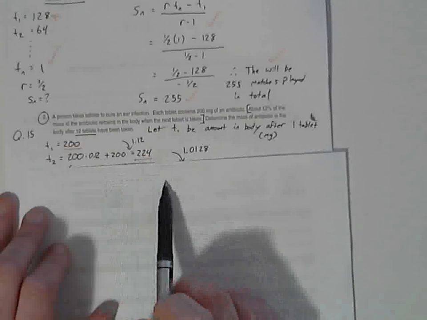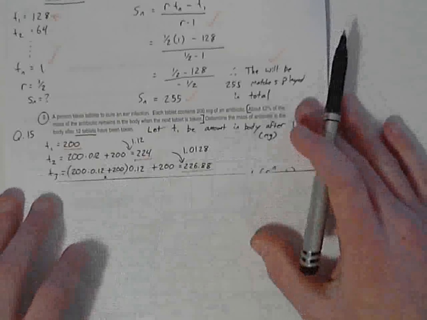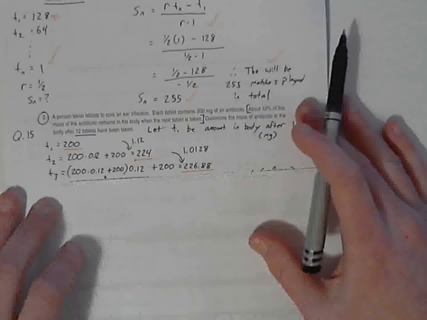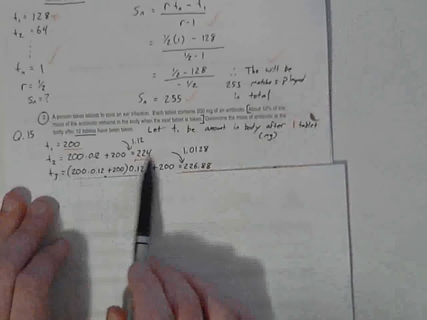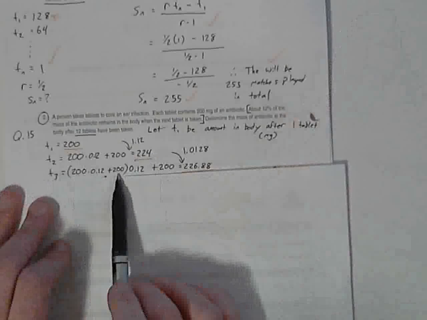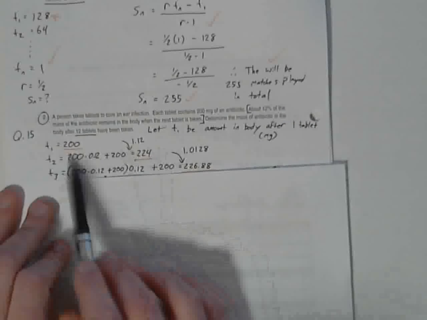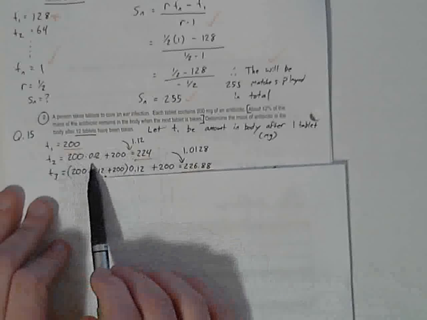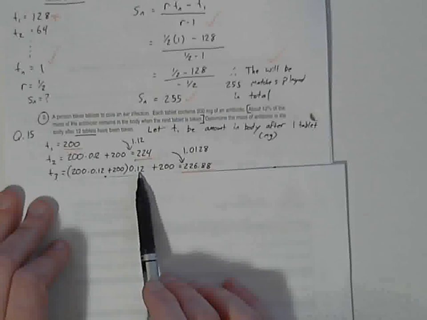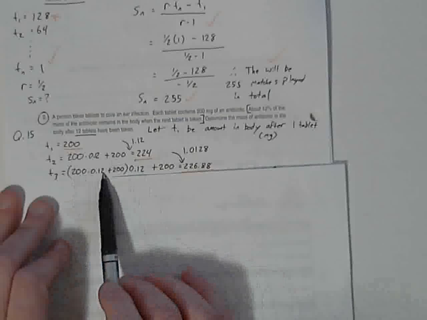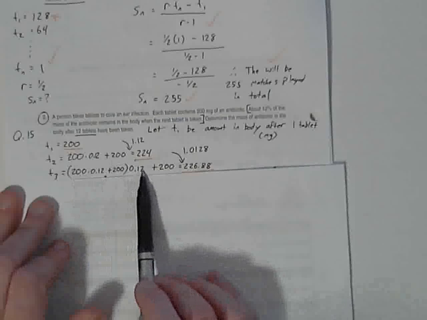So at time 3, instead of 224, I wrote out the long version of 224. So 224 is all the first 2 steps times 12%. Take everything that you had in term 2, multiply that by 12%, and add an extra 200, just like we said. And that should equal 226.88.